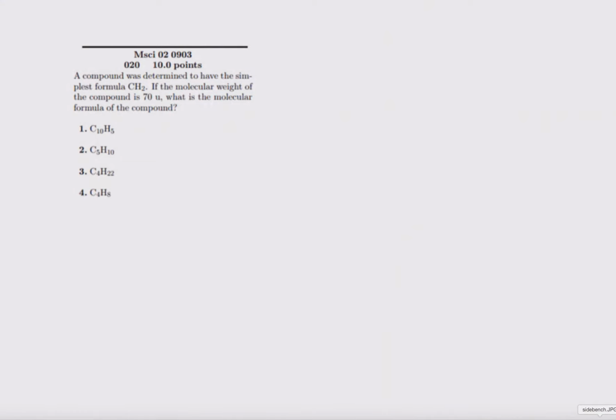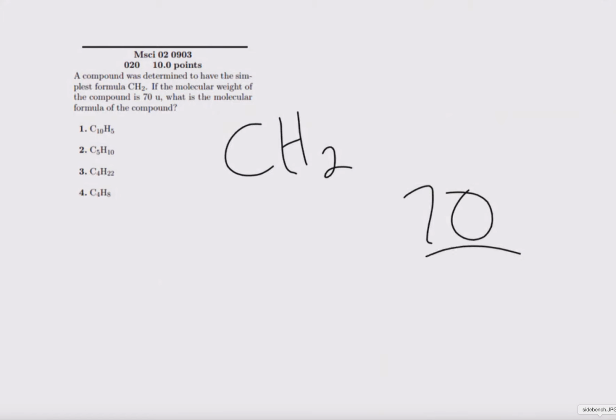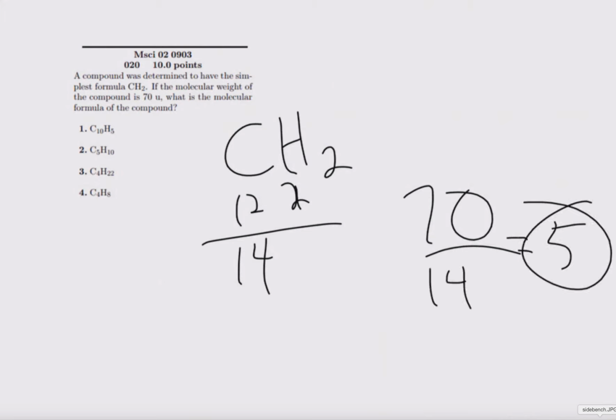Okay, if we have a formula of CH2 for the simplest or empirical formula, and the mass of the molecular formula is 70, what's the molecular formula? Well, CH2 would have a mass of 14. So mass of 14, 70 divided by 14 is 5. So the molecular formula is 5 times bigger than the empirical formula. Well, if the empirical is CH2 and the molecular has to be 5 times bigger, you get C5H10.